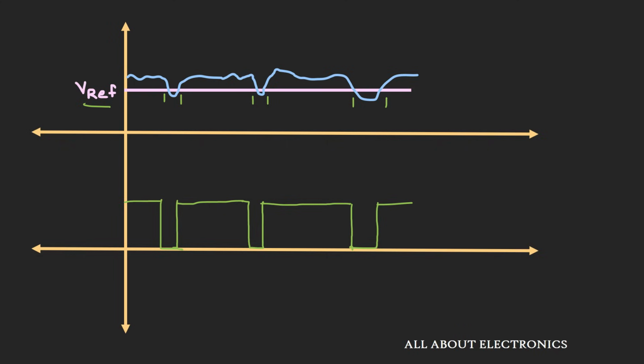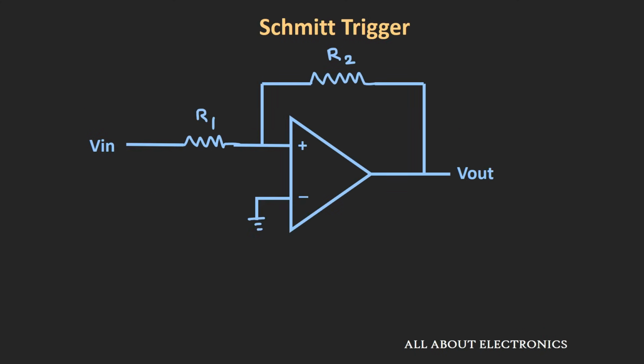To resolve this problem, comparators are used with some hysteresis, or we can say that positive feedback is provided to these comparator circuits, and these kinds of circuits are known as the Schmitt trigger circuit. So by providing the positive feedback, we can increase the noise immunity of this comparator, and we will discuss more about this Schmitt trigger circuit in the next video.